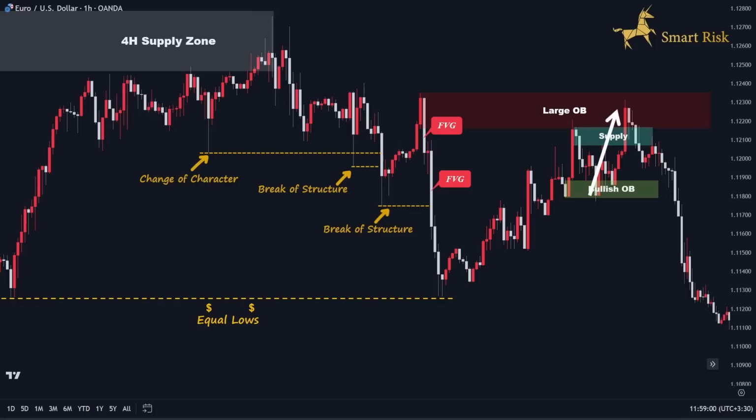This move hit the stop loss of traders who had entered short positions from that zone. Price ultimately mitigated the large order block at the extreme once again. Following this, a substantial reversal occurred, with the price strongly moving downward and gaining significant momentum toward the sell-side liquidity.